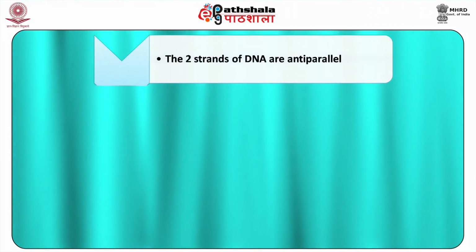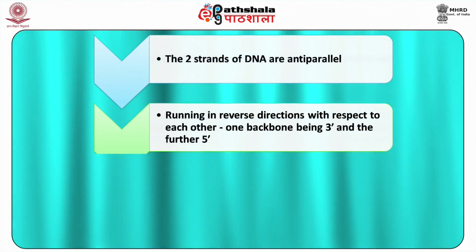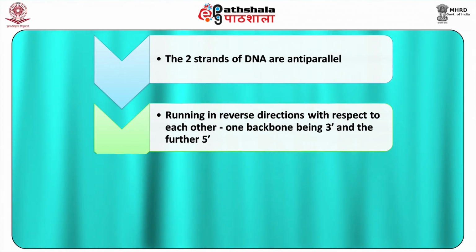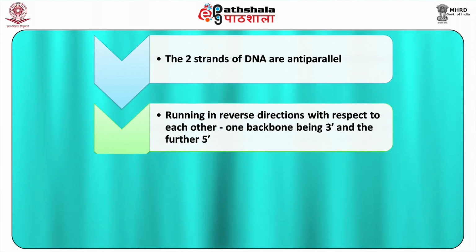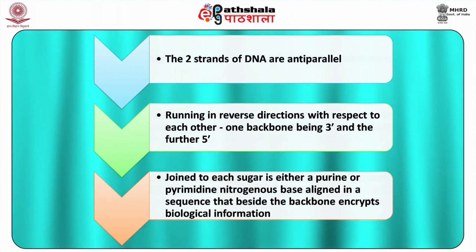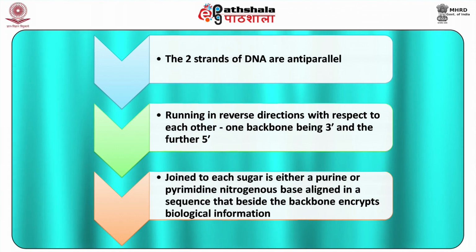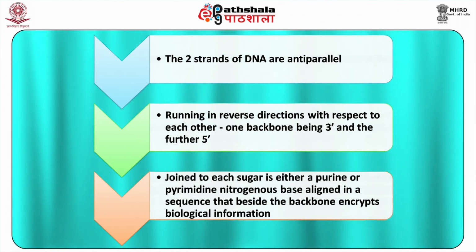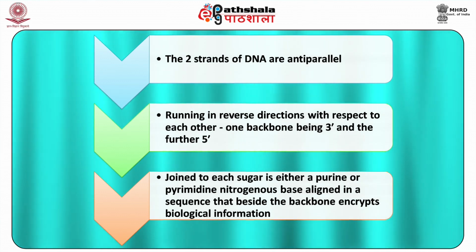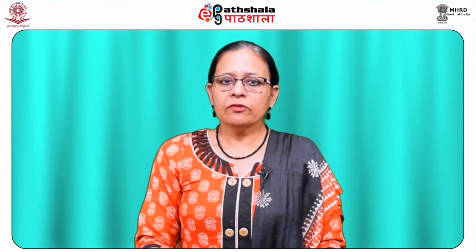The two strands of DNA are antiparallel, running in reverse directions with respect to each other, one backbone being 3' to 5' and the other 5' to 3'. Joined to each sugar is either a purine or a pyrimidine nitrogenous base, aligned in a sequence that, besides the backbone, encrypts biological information. Information from DNA is transcribed to RNA, which further translates it to protein molecules that are the true effector molecules of genetic information.